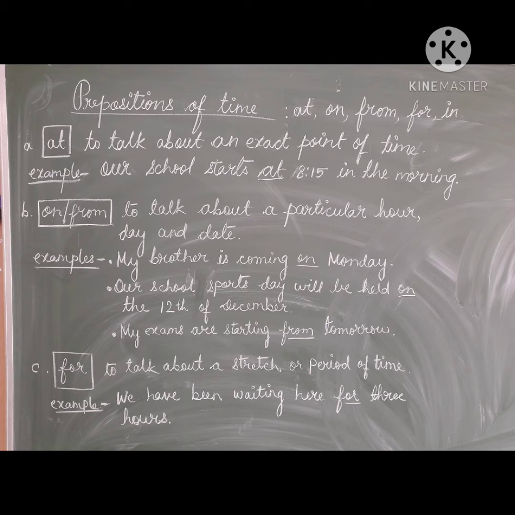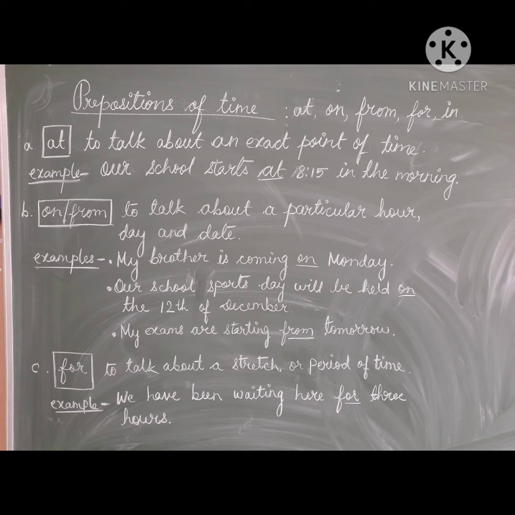My exams are starting from tomorrow. Here we have used from in the sentence to tell that from tomorrow onwards exams are starting. My brother is coming on Monday. Why on Monday? Because Monday is the name of a day. So before that we have used on.